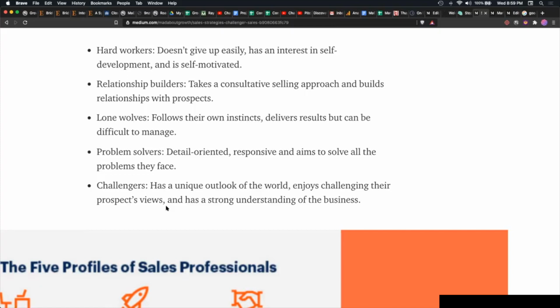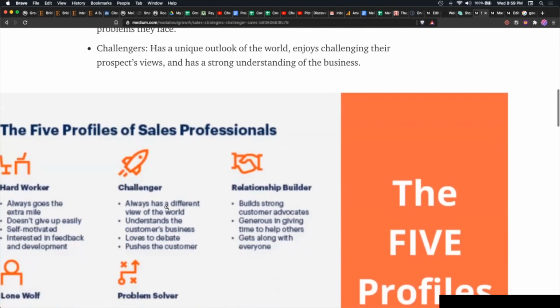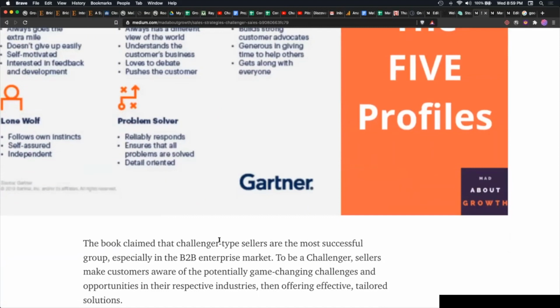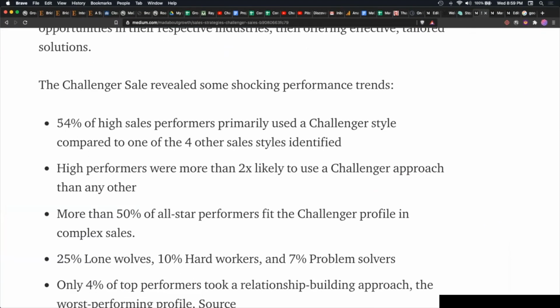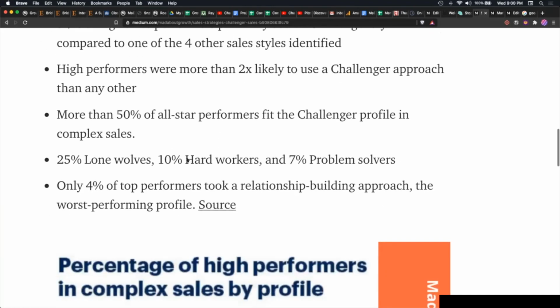So that in itself creates this friction. And friction, so then people have to look up, right? Like, oh, who's this person? So that's what that challenger approach is. And then B2B, essentially, see 54% of high sales performance primarily uses challenger style compared to one of the other 4 styles. So that's insane, right?